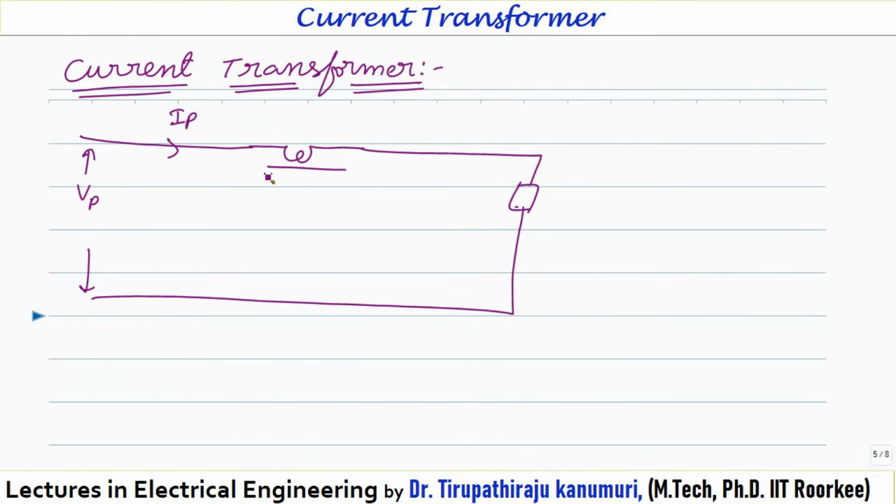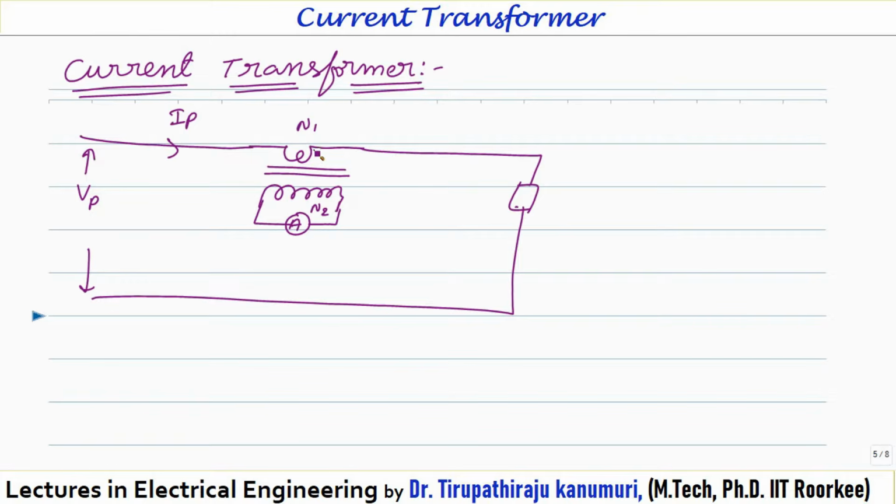And now it will have a secondary winding. The secondary winding will have more turns, and it will be connected to the ammeter if you want to measure the current. If you want to measure power, it will be given to the current coil of the wattmeter, or if you want to connect an overcurrent relay, it will be connected to the relay coil. In all these cases, the respective coils act nearly as a short circuit. Let us assume the primary number of turns is N1 and the secondary number of turns is N2.